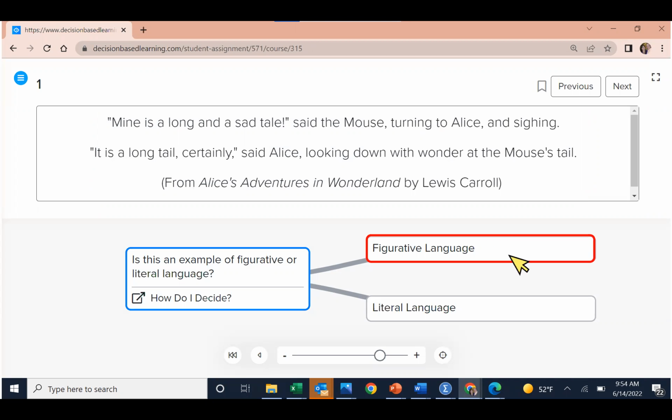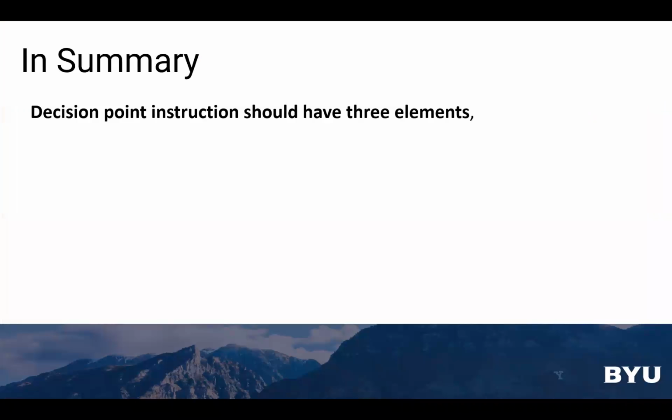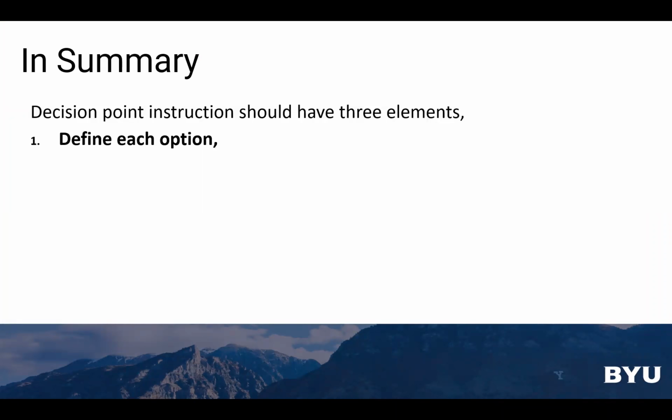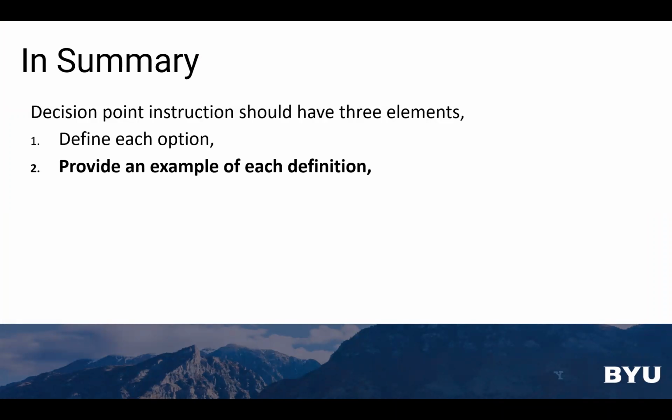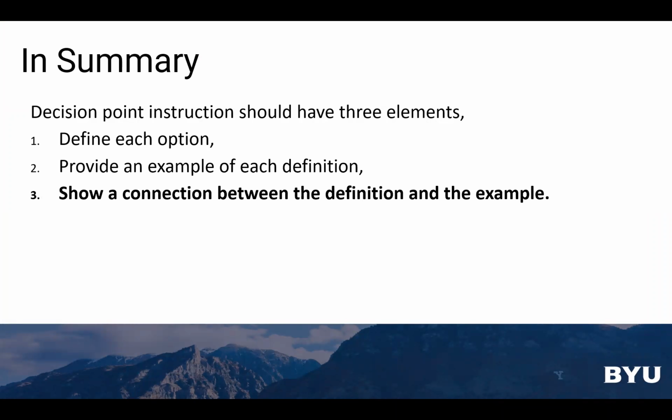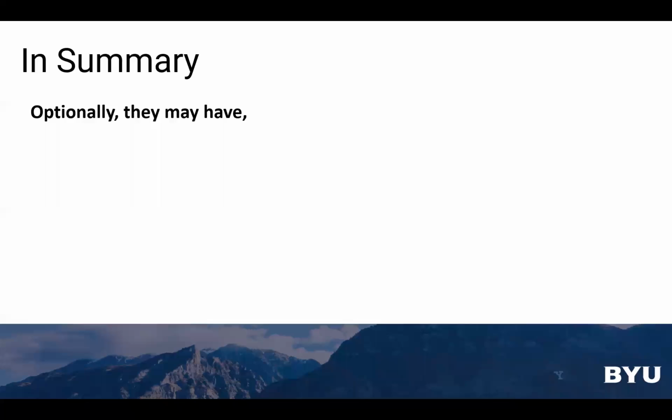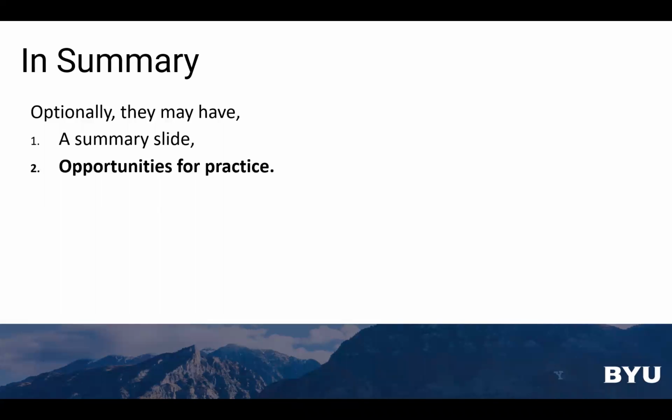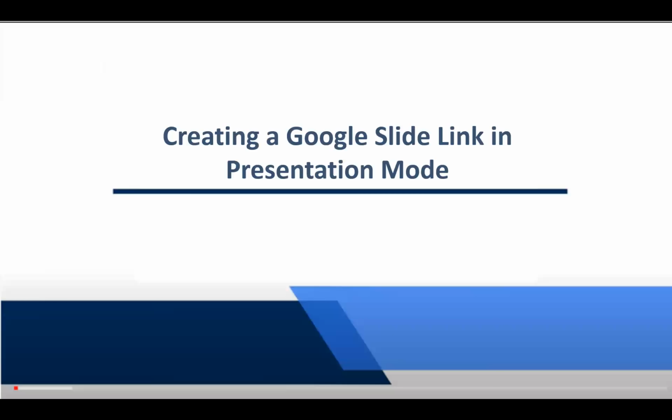When students complete the instruction for this decision point, they return to the original poem and select the appropriate option. In summary, decision point instruction should have three elements. 1, define each option. 2, provide an example of each definition. 3, show a connection between the definition and the example. Optionally, they may have a summary slide and/or opportunities for practice.